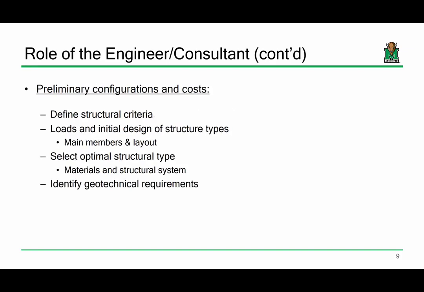All right. Usually the next step is to determine preliminary configurations and costs of the structure, sort of defining the structural criteria of the project. This is where we start to get a little more into the nitty-gritty details of the engineering of the project. Trying to determine loads on the structure. So, for instance, if the structure is in Miami, it's going to have, say, different wind loads than if it's in Casper, Wyoming.